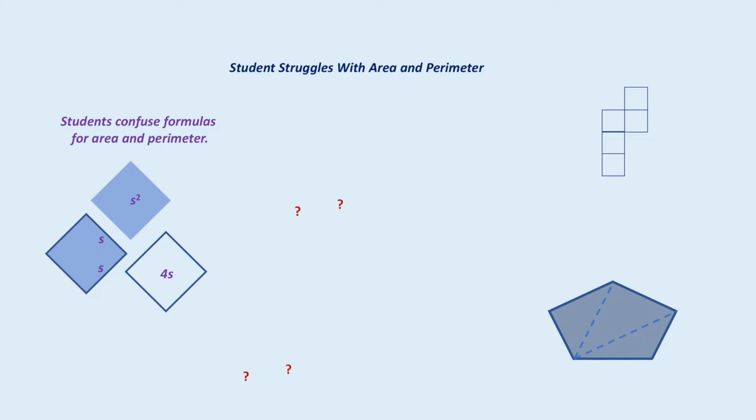We also did a little bit of research into the topic of student struggles and misconceptions with area and perimeter. This research shows that students will also confuse the meanings of area and perimeter. So if a student is asked to find the perimeter of the pentomino shown, they might count up the squares and say that the perimeter is 5.